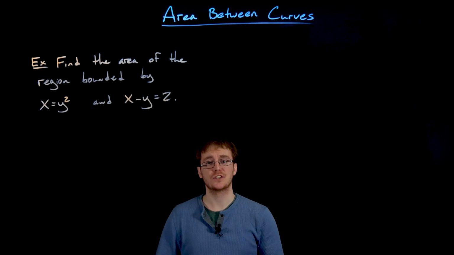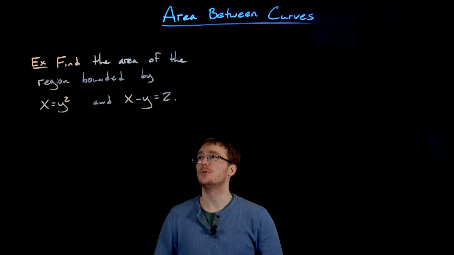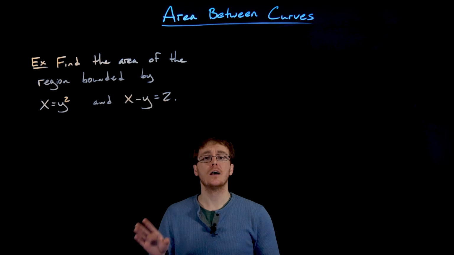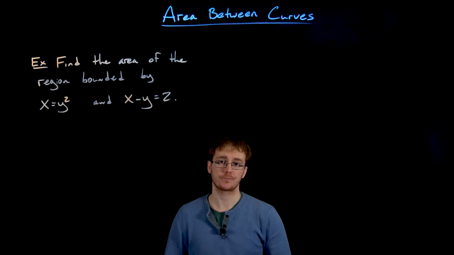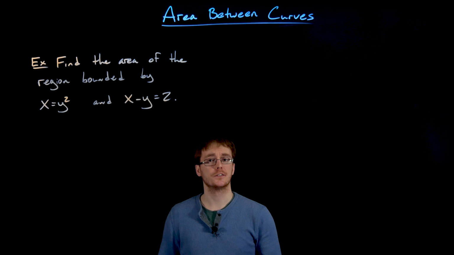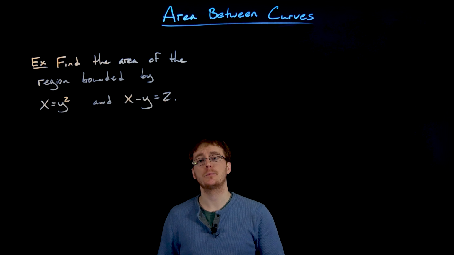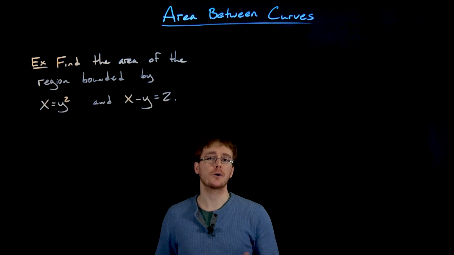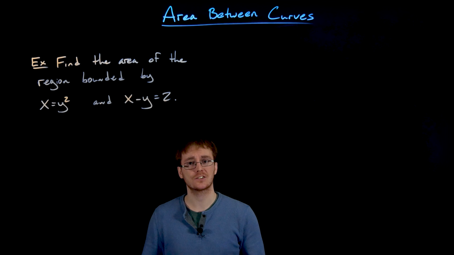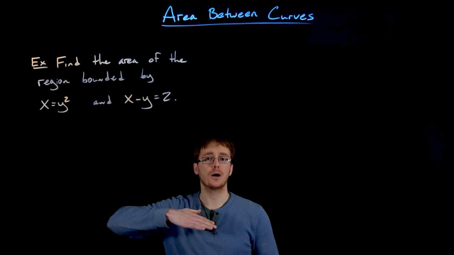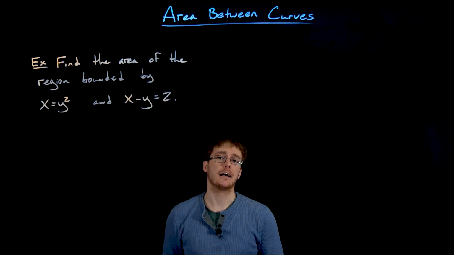All right, everyone, we have another example where we want to find the area between two curves. And this time we're asked to find the area of the region bounded by x equals y squared and x minus y equals 2. So our first step in our process is always graph our two curves and visualize our region. That'll help us decide how we want to set up our integral, whether we want to integrate with respect to x or with respect to y. Should we think of our region as being bounded on top and bottom or on right and left?